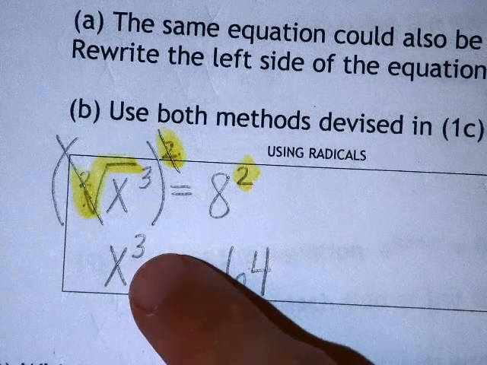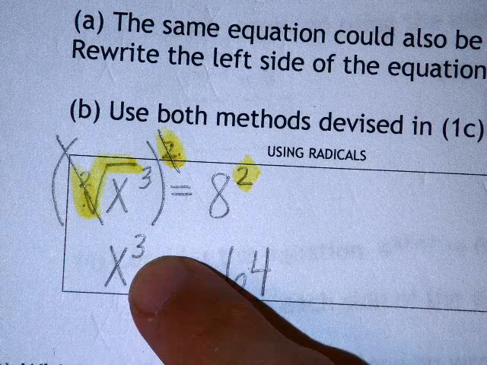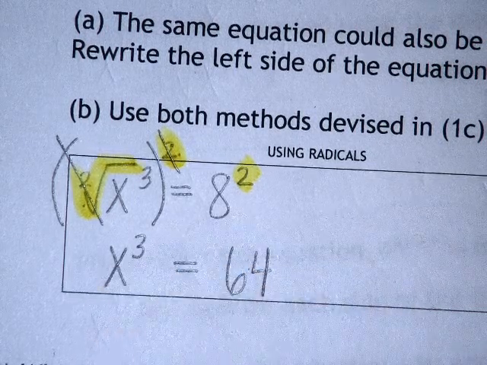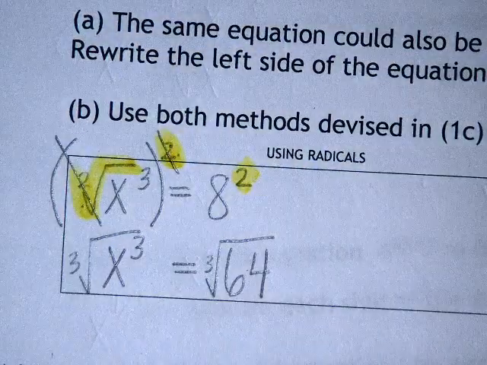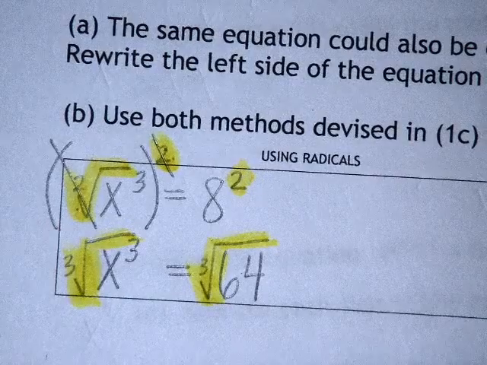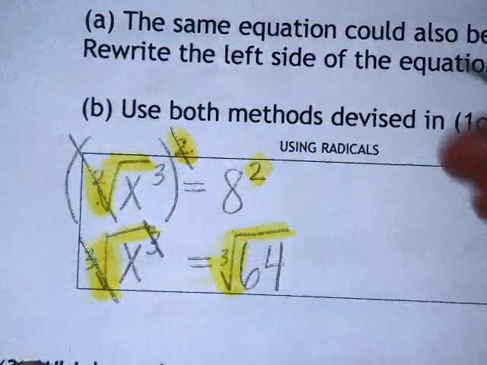I need to get rid of a third power. So again, I ask myself, well, how do I get rid of a power? Well, I use a root. The opposite of a third power is a third root. So I will take the third root of both sides in order to get rid of the third power. And again, I'll highlight so you can see what I'm doing here. The third root is going to cancel the third power.